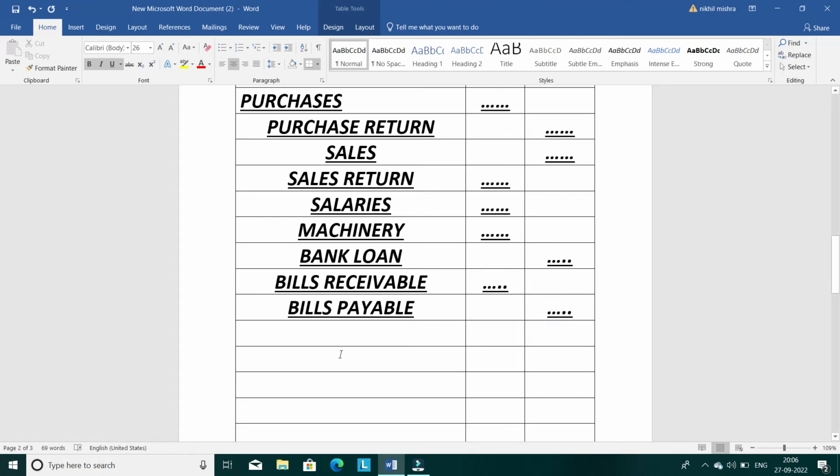Next, one more thing: opening stock will come in the trial balance, but closing stock we don't write. As purchases are included, we don't write closing stock here. We always take opening stock. As it is an asset, it will be written on the debit side.